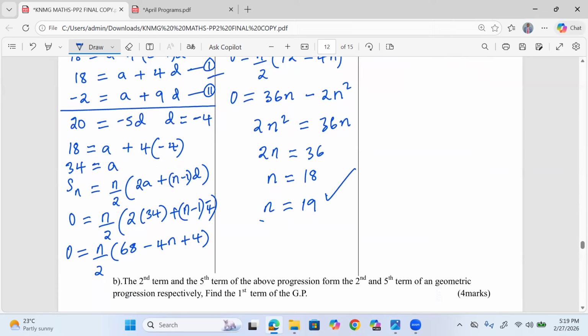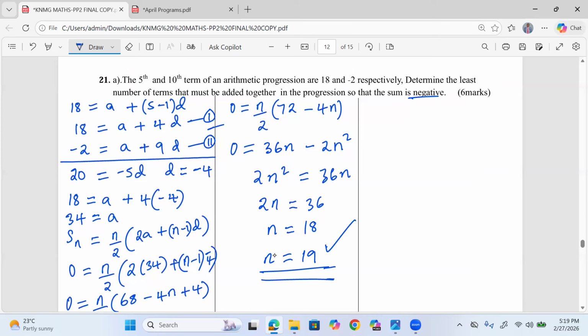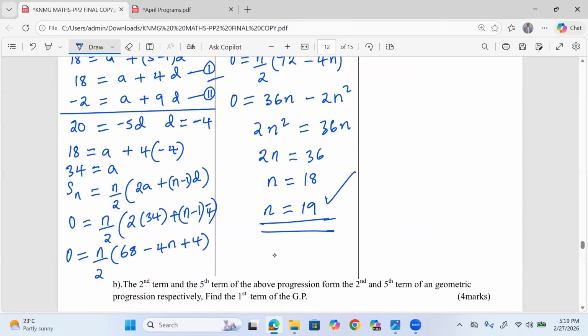19 terms is the final answer. That is what will give us a negative sum, because exactly 18 terms are taking us to a sum of 0, meaning that onwards, the sum will become negative.